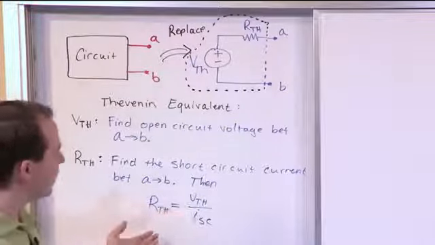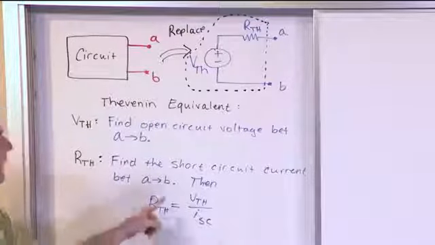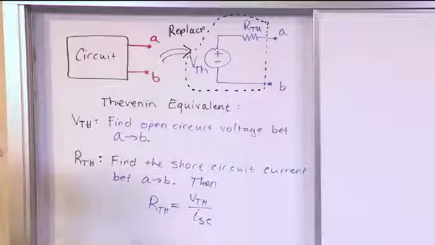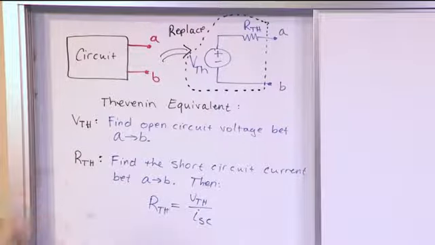This is just Ohm's law again, restated. V is equal to IR, right? So I'm just solving for R. It's equal to the Thevenin equivalent voltage divided by the short circuit current that we measured or calculated. So this is really it. You can summarize Thevenin equivalent with two rules on the board, right?